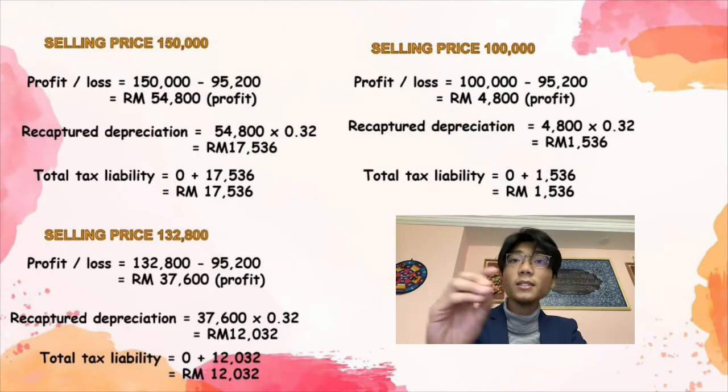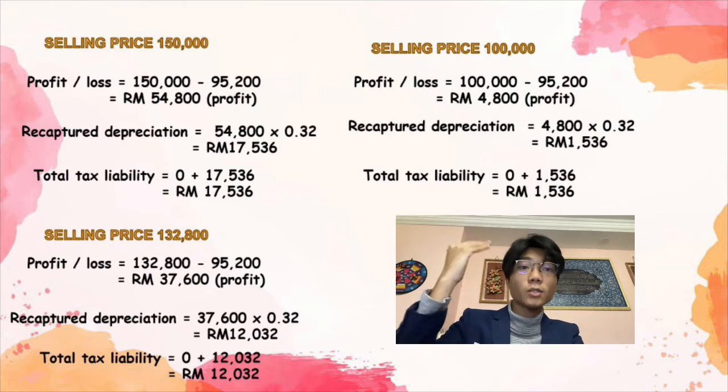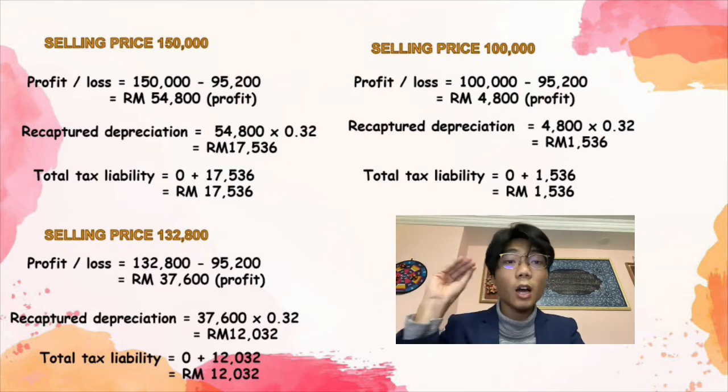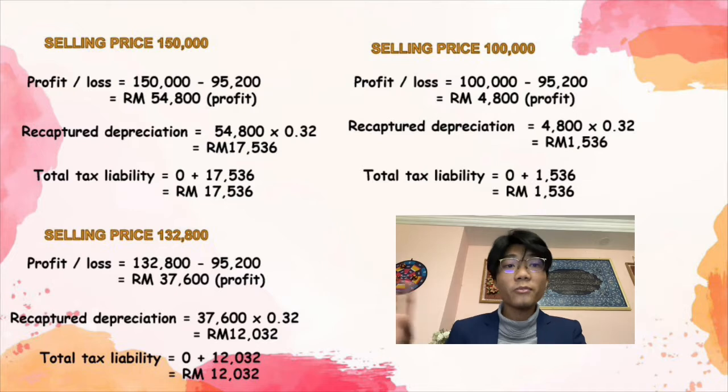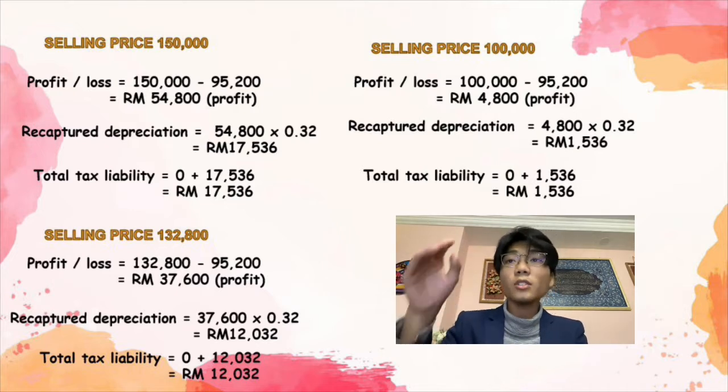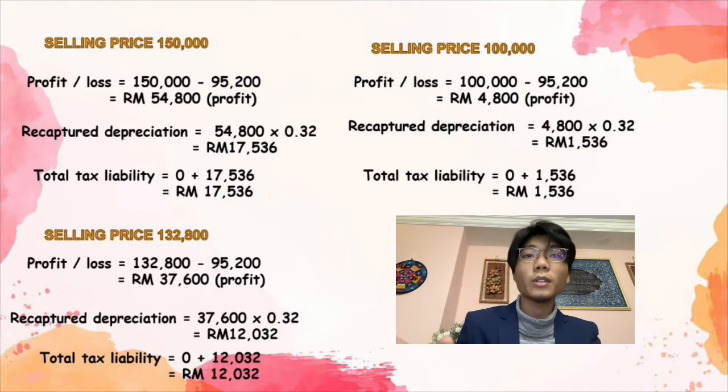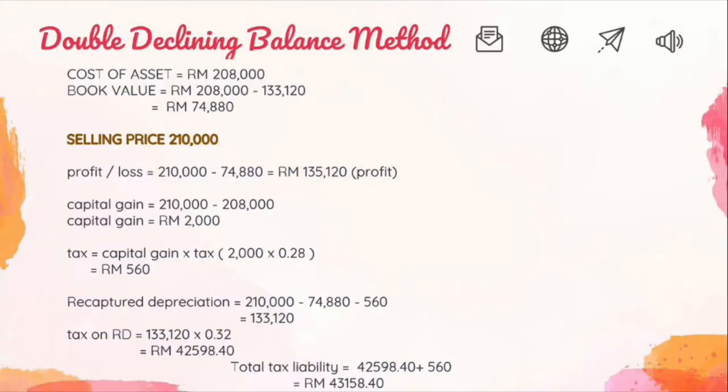And this is for the various selling prices, such as 150,000, like I did before. Find the profit or loss, recapture depreciation, and total tax liability. So this is it.